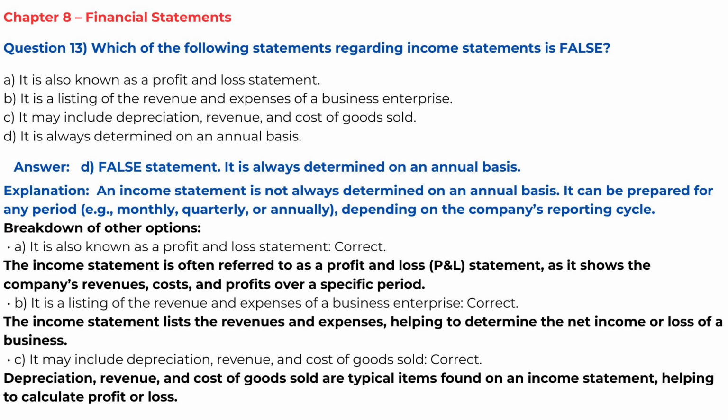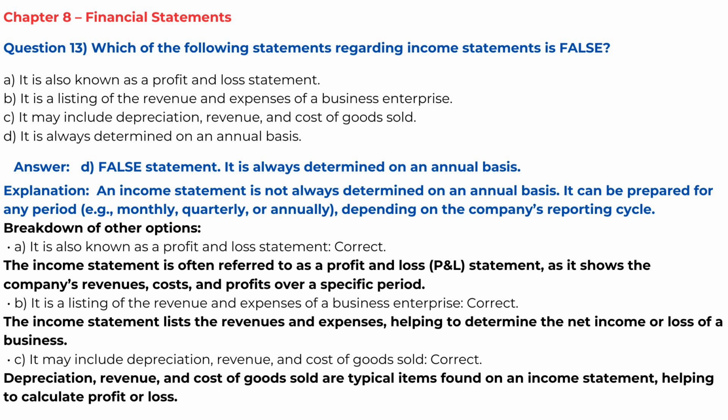Question 13. Which of the following statements regarding income statements is false? Answer, D. False statement. It is always determined on an annual basis. Explanation. An income statement is not always determined on an annual basis. It can be prepared for any period, e.g., monthly, quarterly, or annually, depending on the company's reporting cycle.